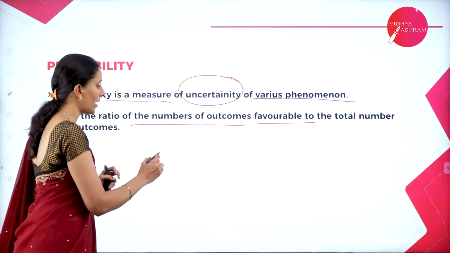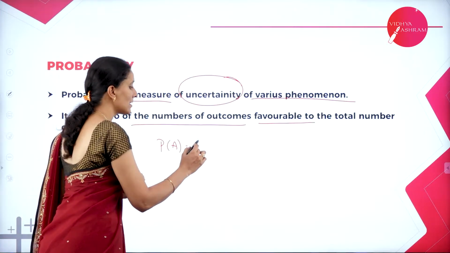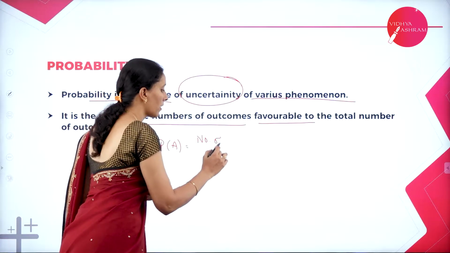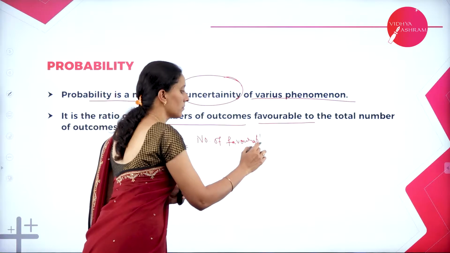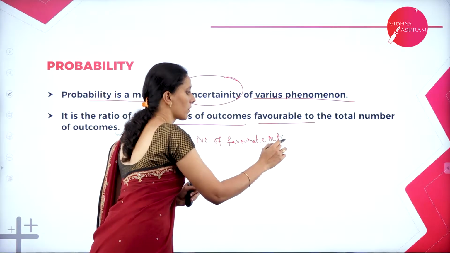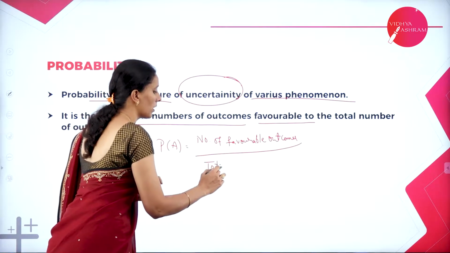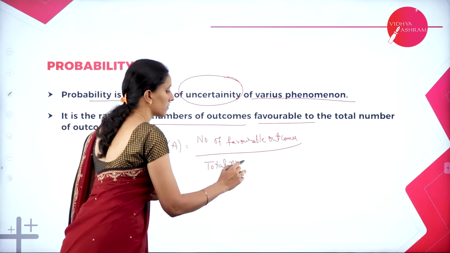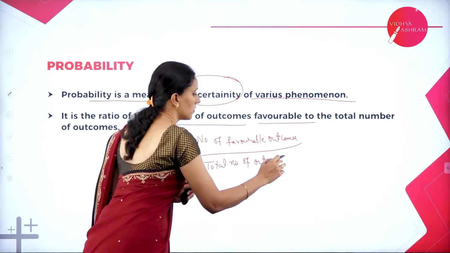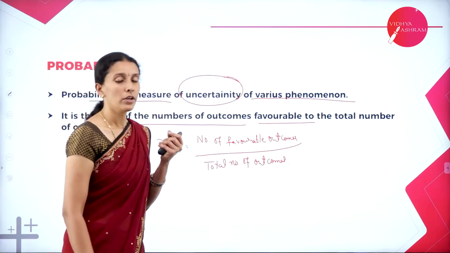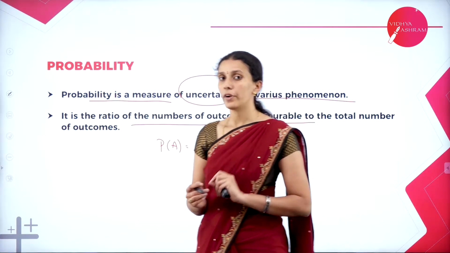That is, usually you might have denoted it in the form of probability of A as the number of favorable outcomes to the total number of outcomes. So this is what you have calculated. Let me give you one more example.